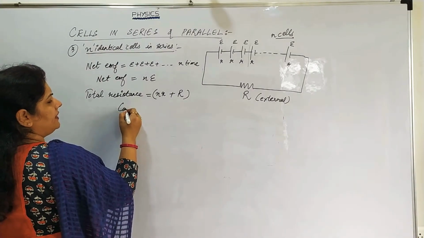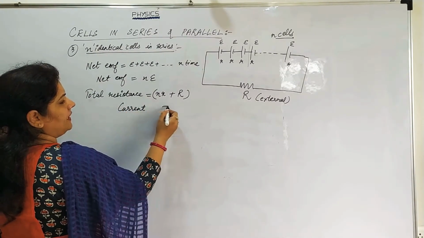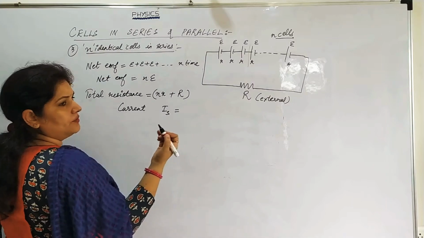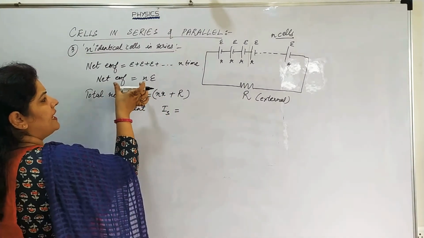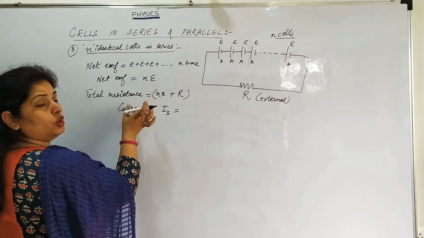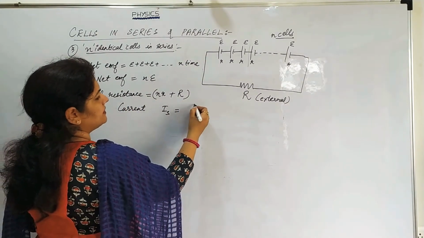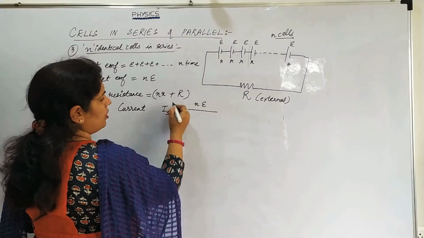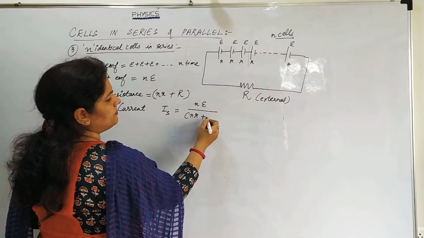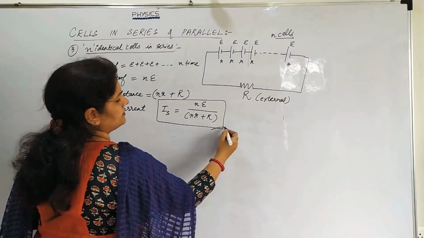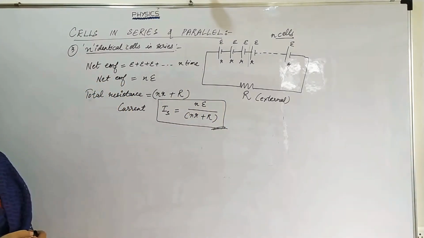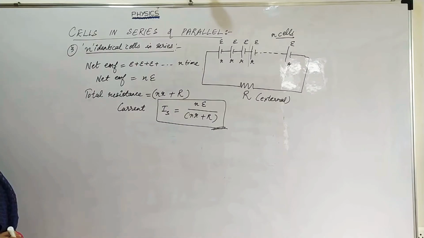How do we find the current? V equals IR, so I is potential upon R. So net EMF upon total resistance will be the current in series: nE upon (nr plus R). This is the current in series. Right, children?